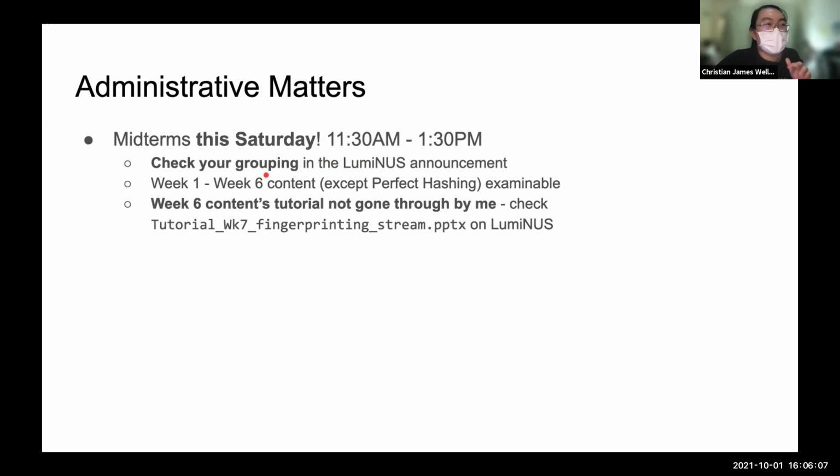There are, I think, 7 or 8 breakout rooms. Check which breakout room you're supposed to go to. It's in the Luminus announcement somewhere. He sorted everyone by matrix number, so you have to binary search for your matrix number or something. Find which group you're in. And I hope you know the week 1 to week 6 content. I emphasize week 6 because we didn't have any tutorial on week 6 content, except perfect hashing, which is examinable.